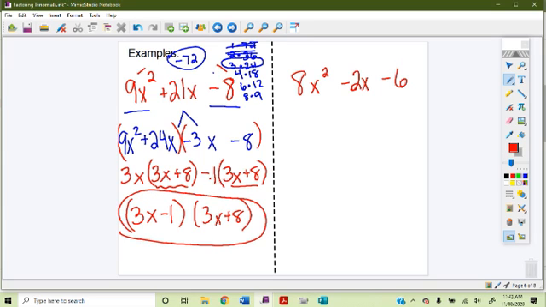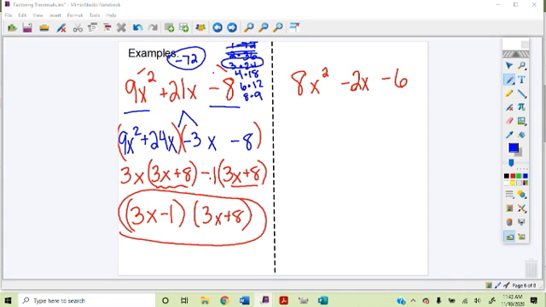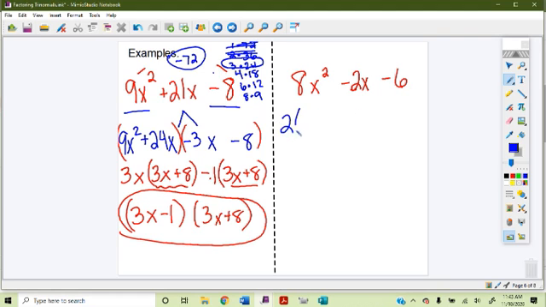All right, one more question left. Again, if you feel like you can, try it on your own. If you're not quite ready, watch again. First look for GCF. 8, 2, and 6 are all even, which means we can factor a 2 out. They don't all have x's, so we can't factor an x out. 2 times 4 would make 8. 2 times negative 1x would make negative 2x. 2 times negative 3 would make negative 6.